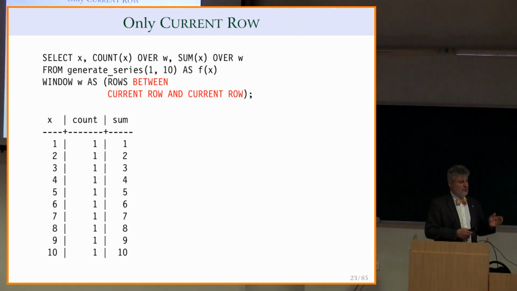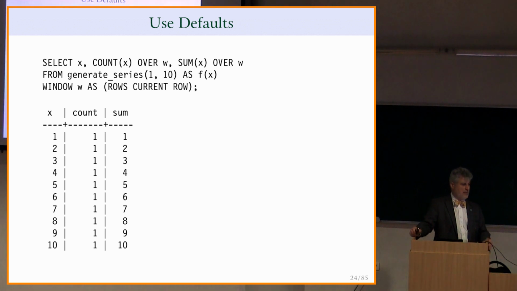What if I say rows mode between current row and current row? Well, I'm in rows mode, so current row is literally the current row, and effectively every row is itself. And the count is 1, because it's one row of each, right? At least this makes sense. In rows mode, current row to current row literally means just the current row. I can even type this. I can say rows current row and just stop there. Because current row and current row is the other default, so therefore I get the same result.